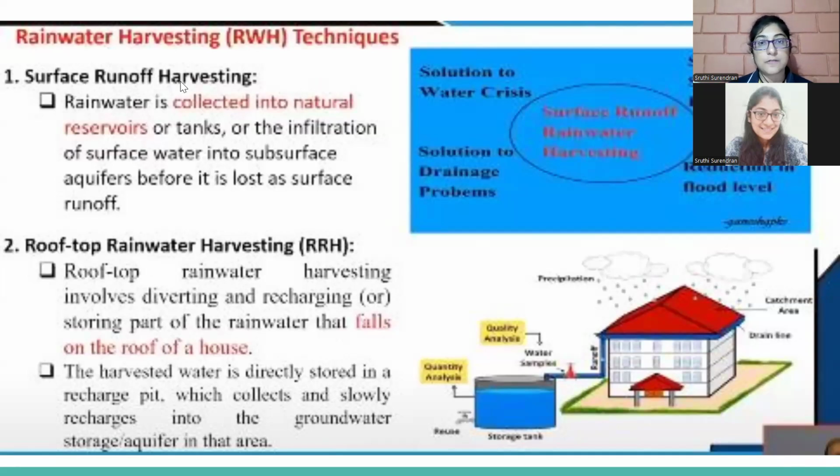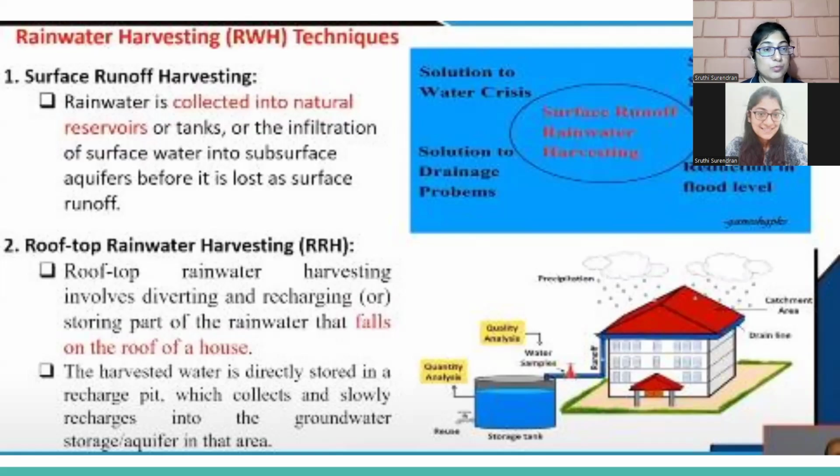One is surface runoff harvesting. Surface runoff harvesting is nothing but water being collected into reservoirs instead of losing it to runoff. So, say it rains and we have a sloping path, then we can collect that rainwater into a system that comprises a method to collect this water from the slope and use it. So this technique will be surface runoff harvesting.